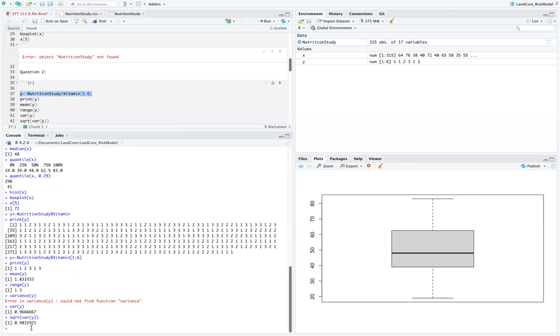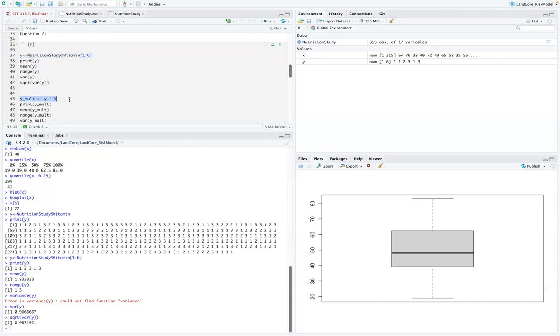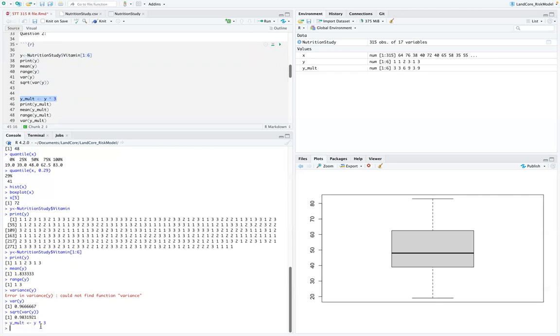Our variance is 0.9666 repeating, and our standard deviation is the square root of the variance, which is 0.9831921. Okay, so now we want to multiply each value of y by 3 and repeat our analysis. So I'm going to name this new variable, and I'm going to say y mult is our y times 3.